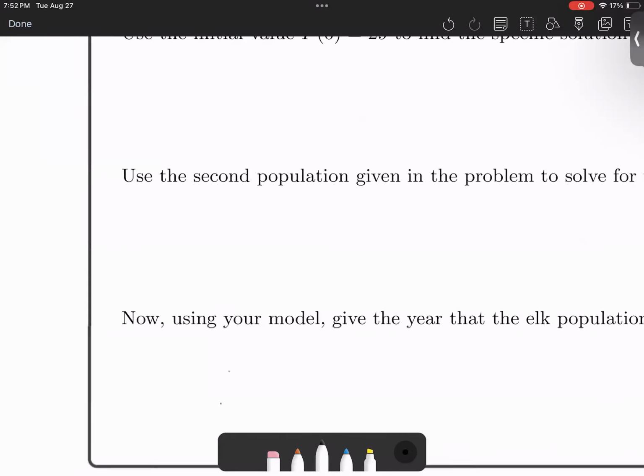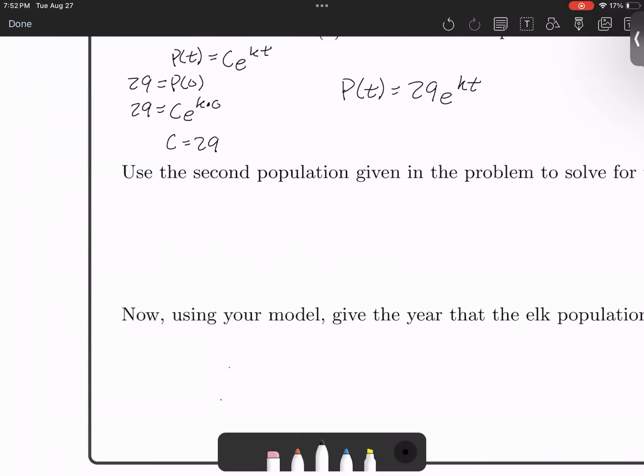All right, let's use the second point to give more detail to figure out what this growth rate k is. If time is equal to 30, so I'm measuring little t in months now, my elk population is supposed to give me 37 elk. So 37 has to be 29 times e to the kt.